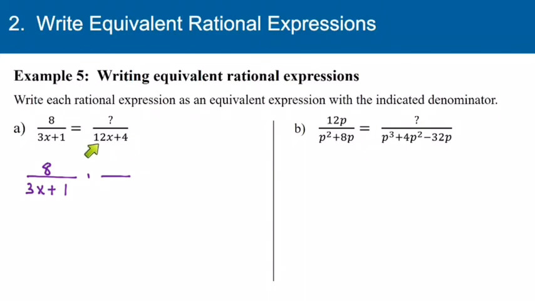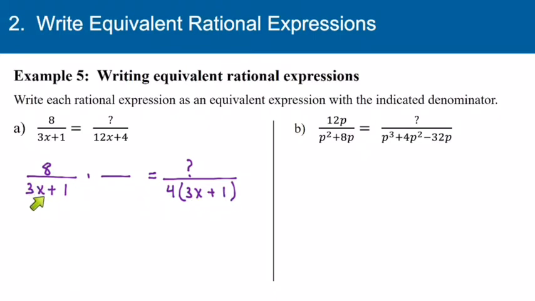So if you look at this, you notice there's a GCF of 4 here. So let's undistribute that 4. So 4 times 3x would make 12x, and 4 times 1 would make 4. So we see that this denominator factors into 4 times 3x plus 1.